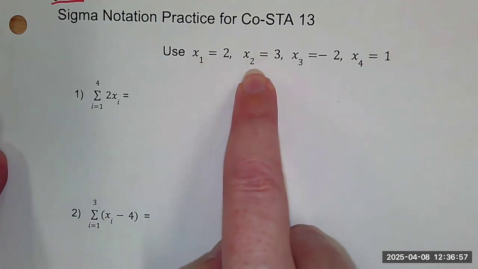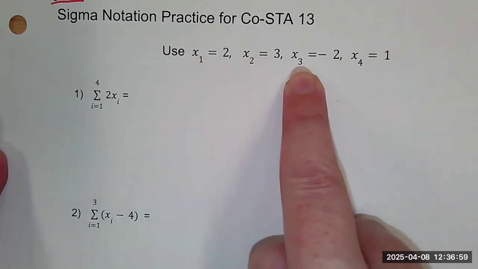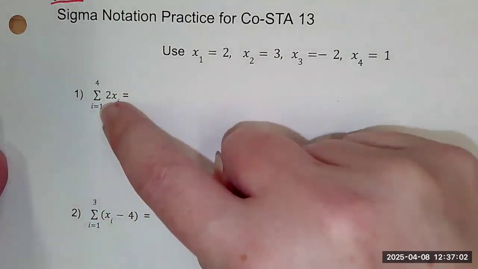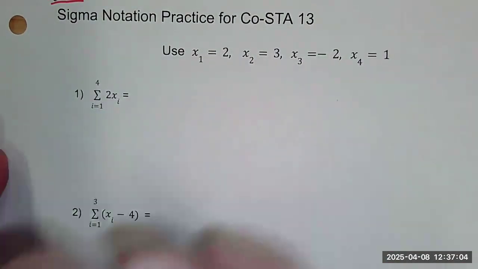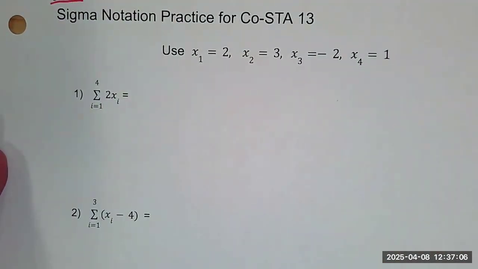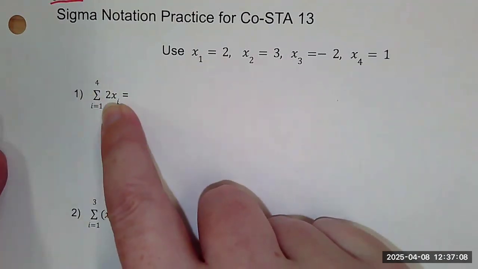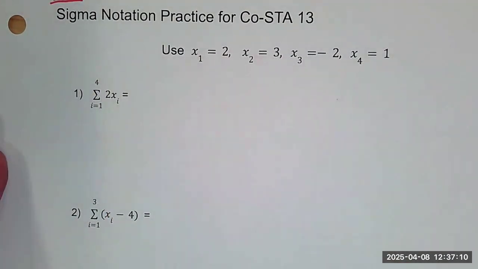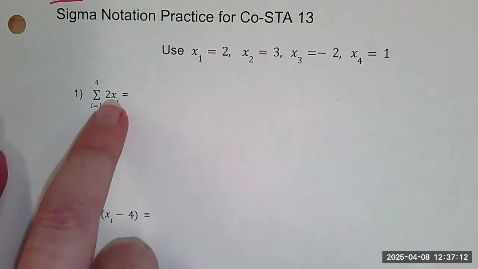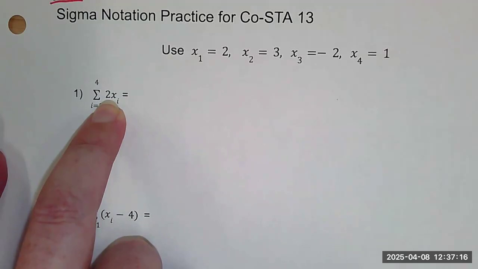And these just say, I'm talking about the first x. I'm talking about the second x. I'm talking about the third x. I'm talking about the fourth x. So this little 1 through 4 is the position. And they're saying which x. Start with the first x, end with the fourth x. That's all that means.